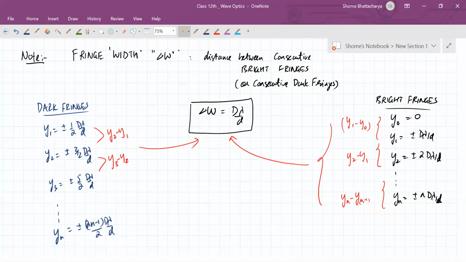So fringe width becomes the important parameter, because when you're actually doing the experiment, that is the thing you can measure very accurately. We use an instrument called the micrometer to measure the distance between alternate dark fringes or bright fringes, and from that we actually back calculate the wavelength of the monochromatic source or whatever else we need to in the experiment.